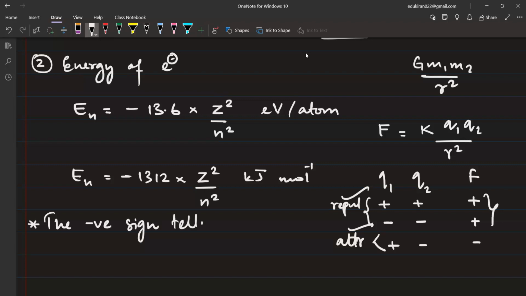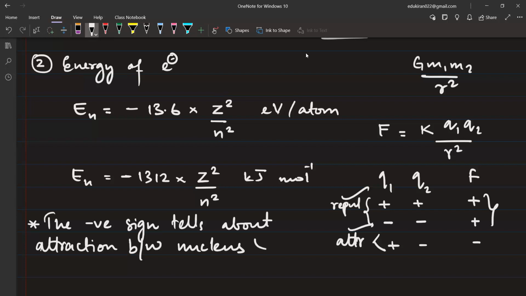tells about attraction between nucleus and electron. Got this, guys? Yes or no? Please tell me.